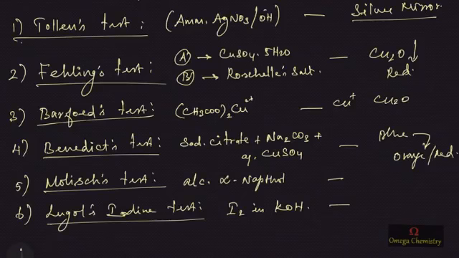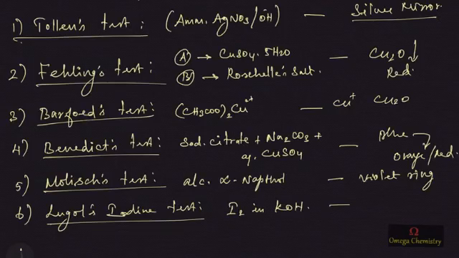And in that junction of these two layers, a violet ring will form, right? That is the indication. So a beautiful violet ring will form at the junction of these two layers, which is a confirmation for carbohydrates. The last one is Lugol's iodine test.